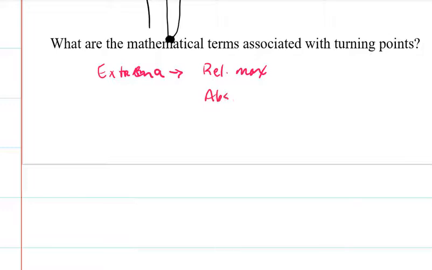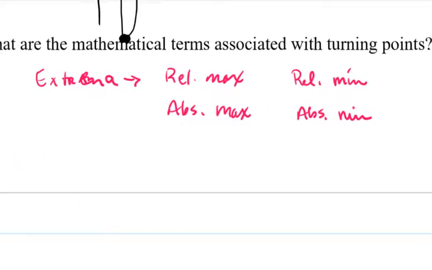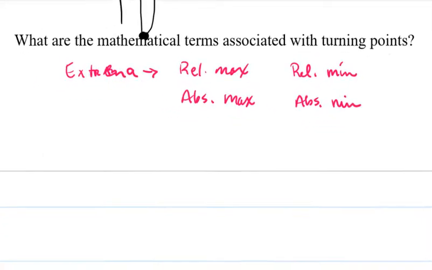an absolute max. So that would be the highest point on a graph, the highest y value. That would be the absolute max. And then we could also have a relative minimum or the absolute minimum. And we usually abbreviate absolute ABS and minimum MIN. That's fine. And then relative, you can just abbreviate that REL. That's accepted in a lot of math classrooms.